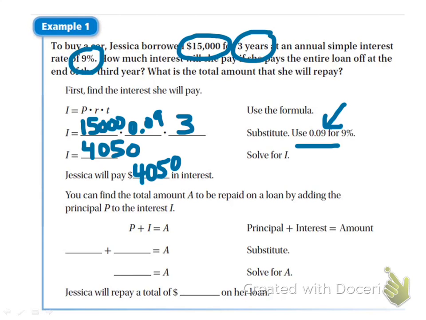You can find the amount A to be repaid on a loan by adding the principal P to the interest I. So if I take the P, which was $15,000, and add I, you will find that Jessica didn't pay $15,000 for the car. She actually paid $19,050 for her car. She would have saved $4,000 if she would have just given them the $15,000 in the beginning.